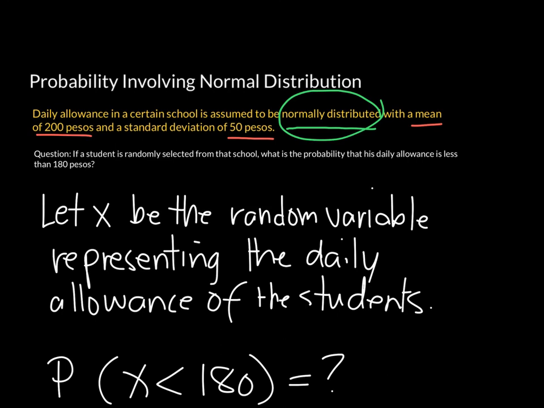So keep in mind that this example is purely on a normal distribution without getting a sample. This is just getting a specific, in this case a specific student, or if it's a set of objects, we are just getting a single object. Okay, so again, I hope you understand now the concept of probabilities involving normal distribution.